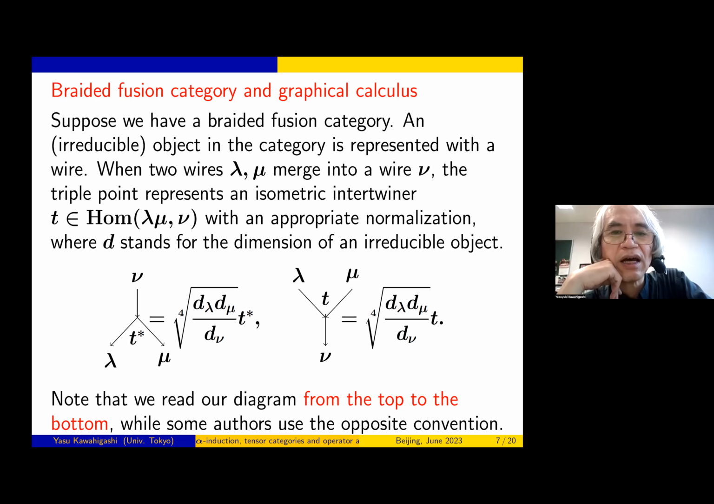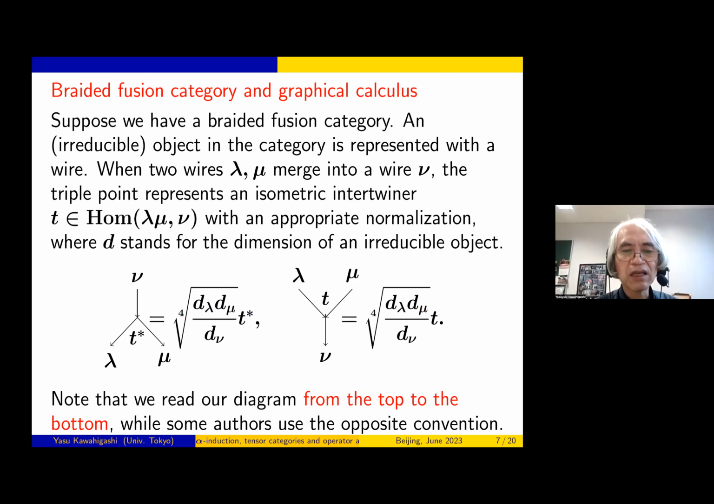This is an isometric intertwiner T, which is a homomorphism from lambda tensor mu to nu, with an appropriate normalization. This normalization is given by the following formulas for d lambda, d mu, and so on, where d is a kind of quantum dimension of the representation. But this fourth root normalization is just a standard one, so it doesn't matter so much. Up to these normalizations, these two pictures represent isometric or co-isometric intertwiners. The left one is from nu to lambda times mu. The right one is from lambda times mu to nu.